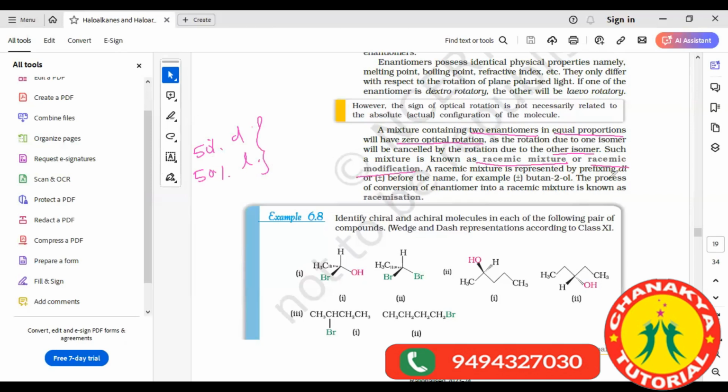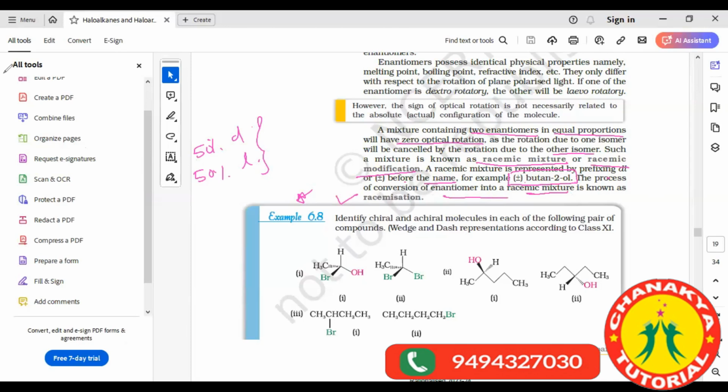A racemic mixture is represented by DL or plus-minus sign before the name, right? For example, plus-minus butan-2-ol means it has both the enantiomers of butan-2-ol, dextrorotatory as well as levorotatory. And the process of conversion of enantiomers into racemic mixture is known as racemization. When enantiomers are converted into racemic mixture, this process is called what? Racemization. Now the terms about your stereochemistry are clear.